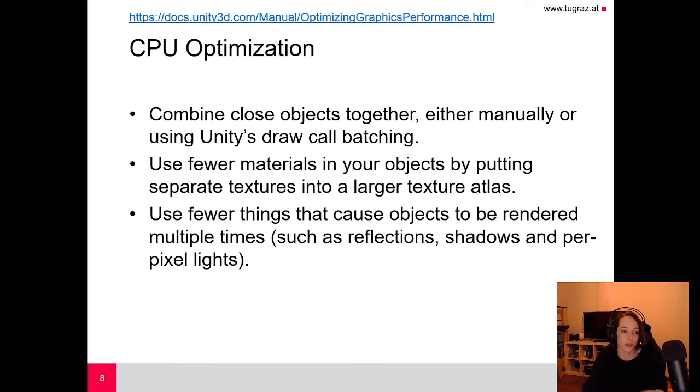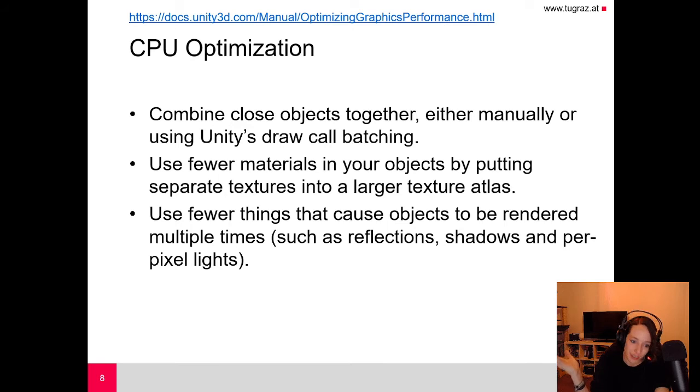So next we'll look a little bit at the CPU optimization. Something which is nice is that you can combine close objects together. You can do this either manually or you can use Unity's draw call batching. You can also use fewer materials on your objects by putting separate textures into a larger texture atlas, for instance. And in general, you can use fewer things that cause objects to be rendered multiple times.